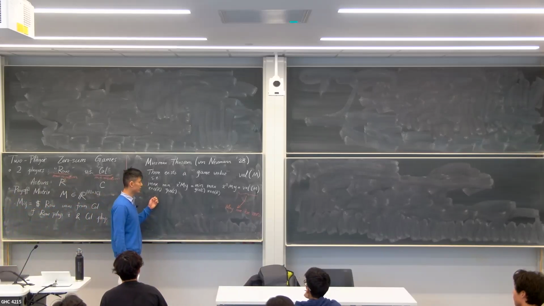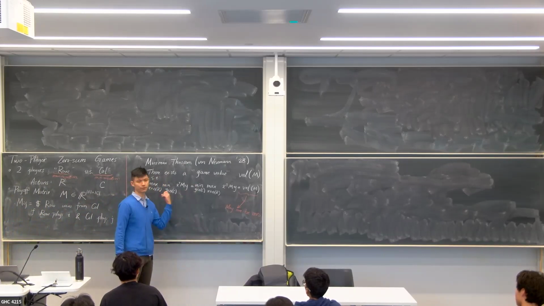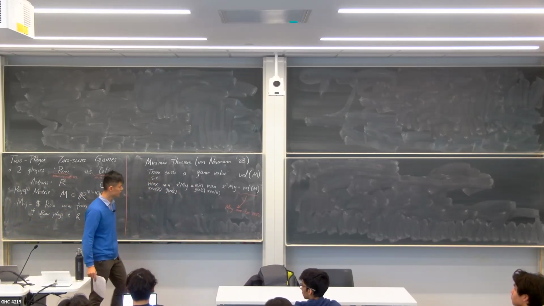Val is like a self-realizing definition in the sense that once you know the minimax theorem holds, you know this equality, the first equality holds. Val is just defined as this minimax value.